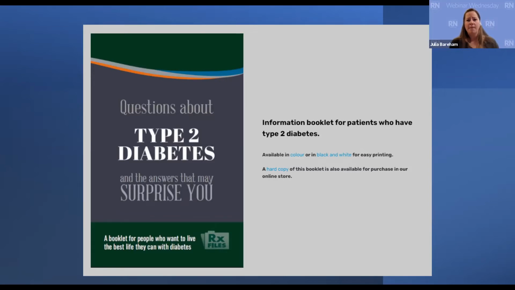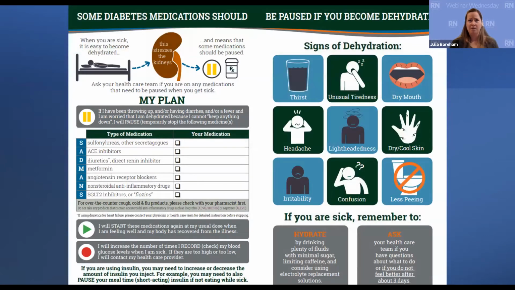And when you open them up, they're meant to be patient friendly. We tried to minimize the words as best we could, but here's some patient tools around sick day management and which medications to hold, signs of dehydration. Very, again, visual, meant to engage the patient.